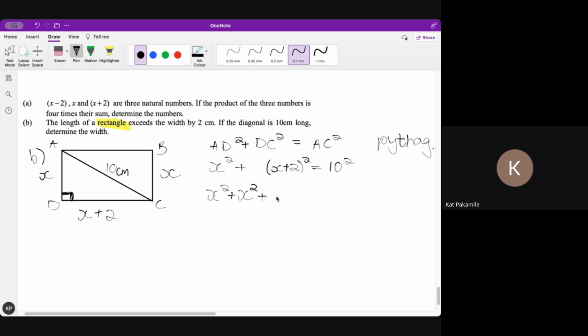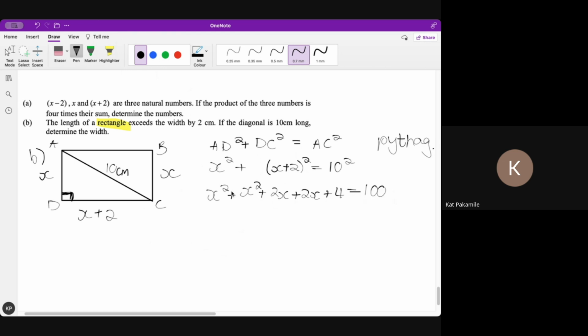We need to draw out two brackets. You guys don't know the shortcut yet. Let me not confuse you now. You can do it on the side here. x plus 2, x plus 2. There. So it's x squared plus 2x plus another 2x plus my final term, which is a 4. And this equals 10 squared, which is how much? 100.